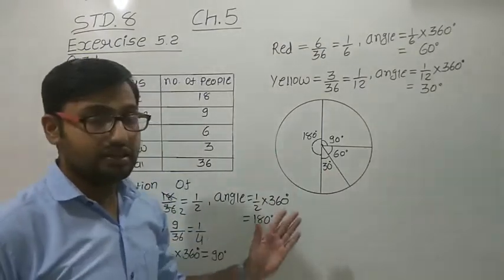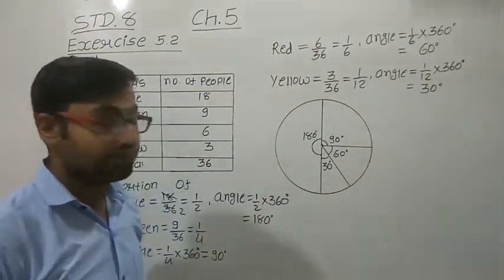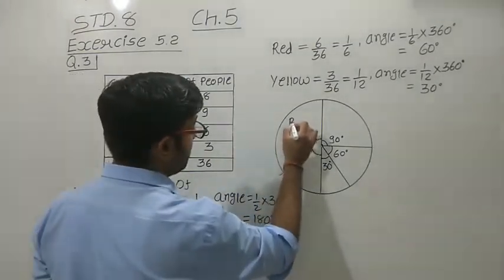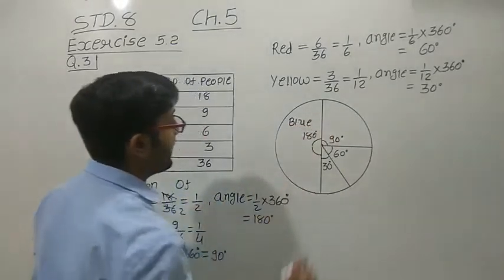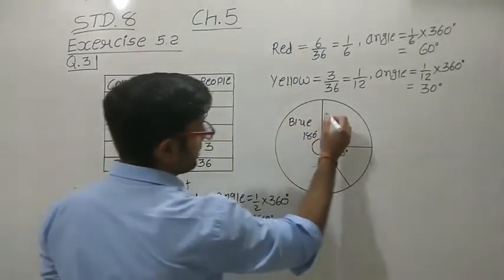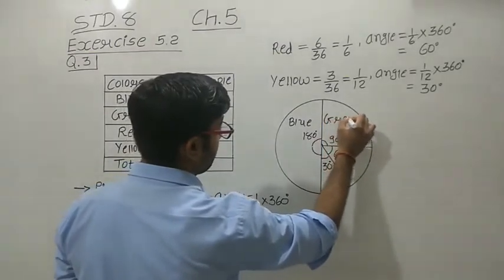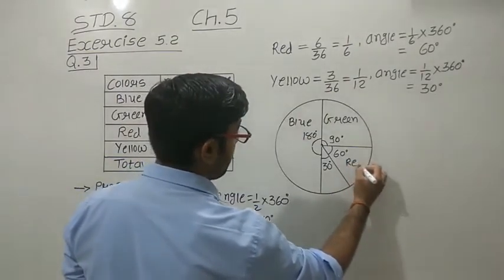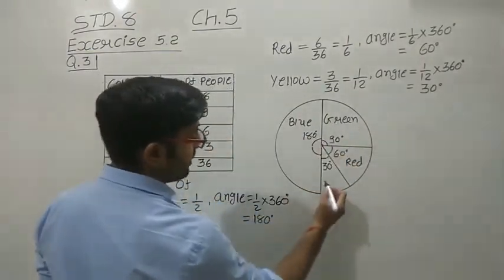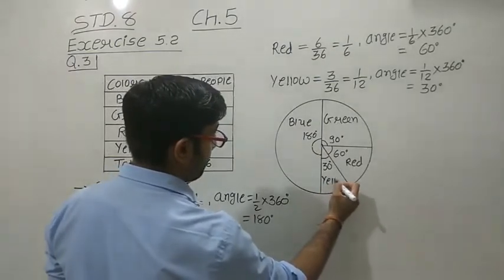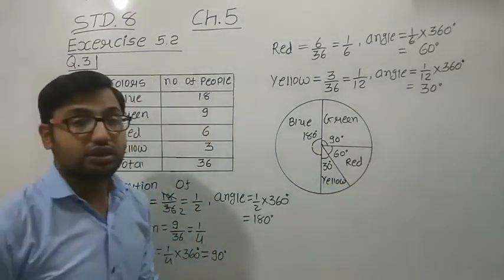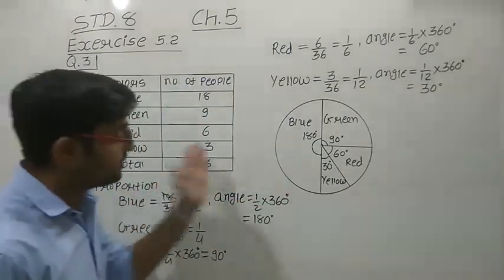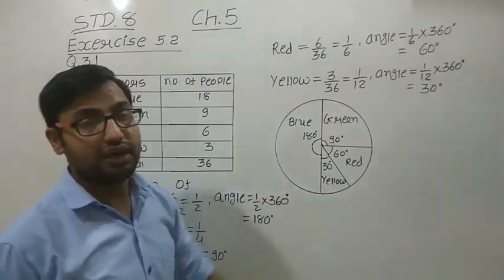We divide this whole circle into 4 parts. So 180 degrees means which color? This represents the blue color. 90 degrees refers to the green color. 60 degrees means the red color and 30 degrees means yellow. So in this way, this is the pie chart of the data we have been given. In this way, we can represent the data on the pie chart.